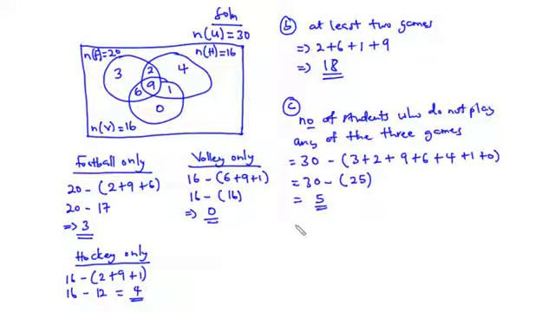Now let's find the probability that a student chosen at random does not play any of the three games. So the probability that a student chosen at random does not play any of the three games is going to be 5 divided by the number of members in the universal set, that is 30. So 5 goes into itself once, into 30 6 times. So the probability that a student chosen at random from the class does not play any of the three games is 1 over 6. Now let's solve the third question.